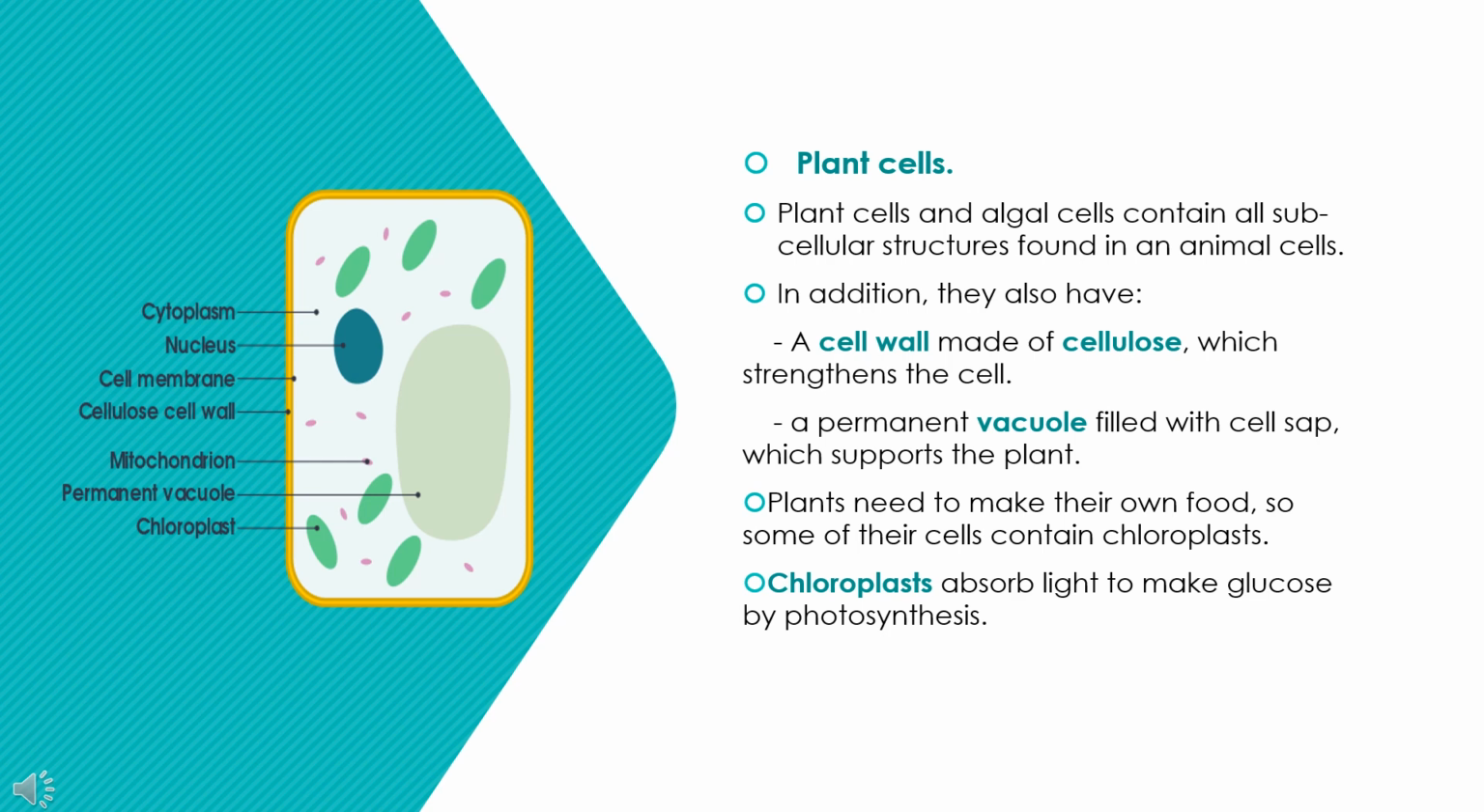Also, plants need to make their own food, so some of their cells contain chloroplasts. And the chloroplasts absorb light to make glucose by photosynthesis. If you guys don't know what glucose is, the plant cell. And here on the side, I have a diagram of a plant cell with the labelings.